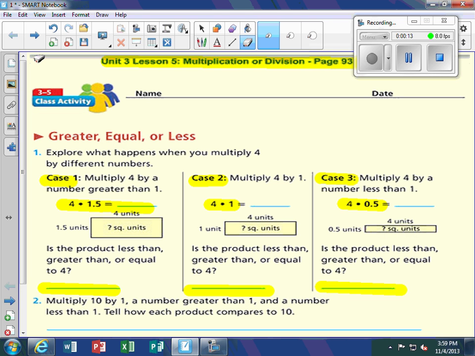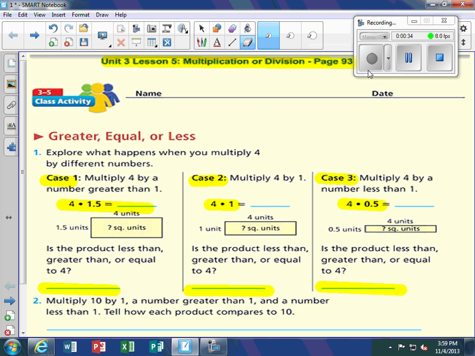The first page is really just asking you to look at three different cases and then compare them: greater, equal, or less. So in case 1, and you don't have to copy this down, it says multiply 4 by a number greater than 1, 4 times 1.5, which is 6. Is the product less than, greater than, or equal to 4? And you would say it's greater than.